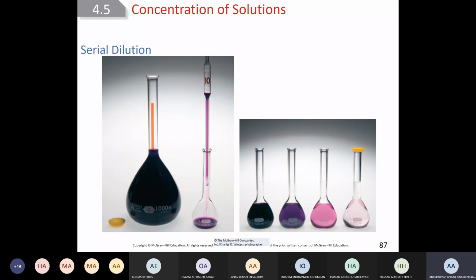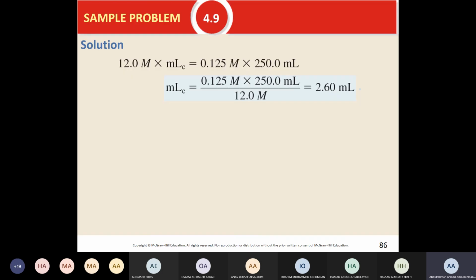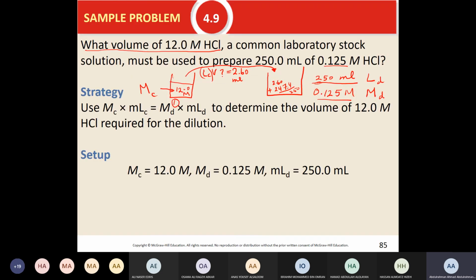This is what's called a serial solution, in which we took, see, this one is called a volumetric flask. This one is called a pipette. We always, in the lab, you will use these words. Now, what we did in this question is something similar to this one.